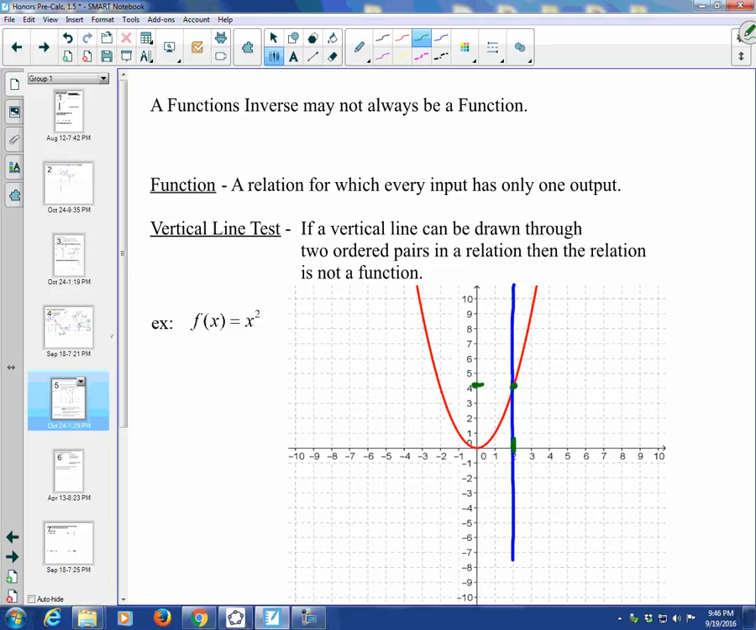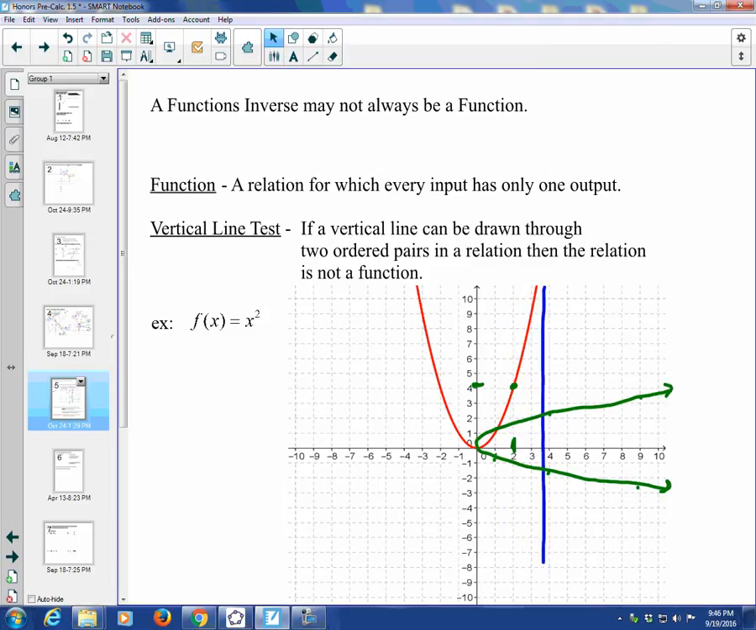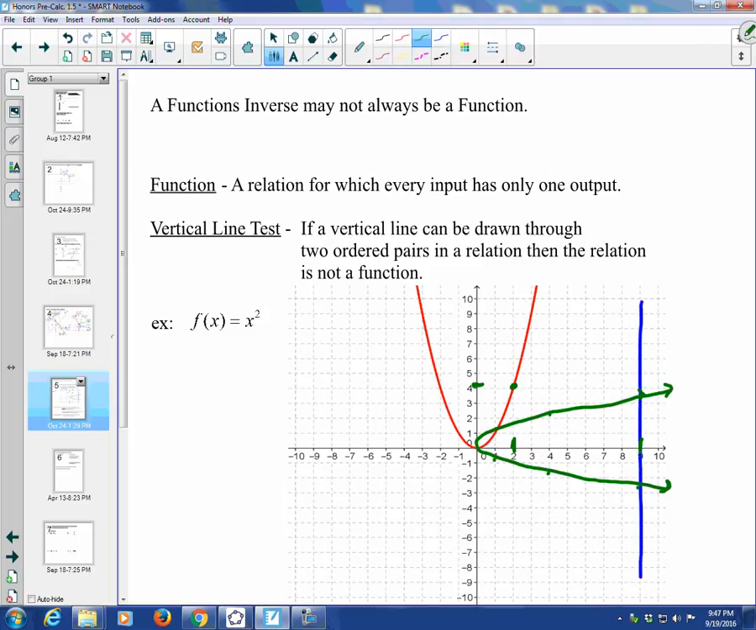Now for the graph of the inverse, we are clearly not seeing that same relationship. We're seeing our vertical line crossing the inverse of our parabola more than once. Here we're seeing the input of 9 giving us outputs here and here, which means that the graph of our inverse is not a function.